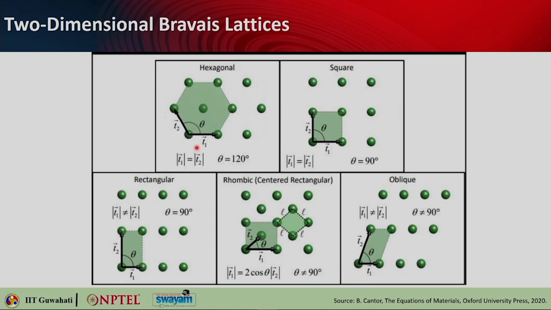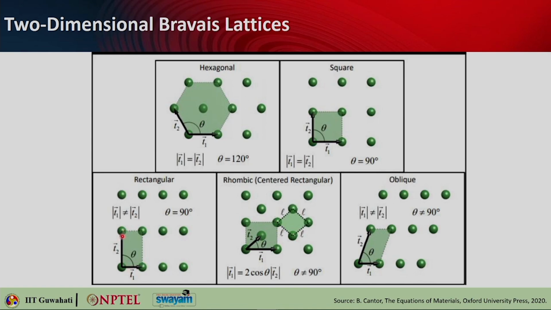lattice. So, what are the important things? You have to see that here the two lattice vectors are equal in size and the angle between them is 120 degrees. So, that is a hexagonal lattice. You can also have a square lattice. Here the two lattice vectors are equal in size and the angle between them is 90 degrees. Make sense?